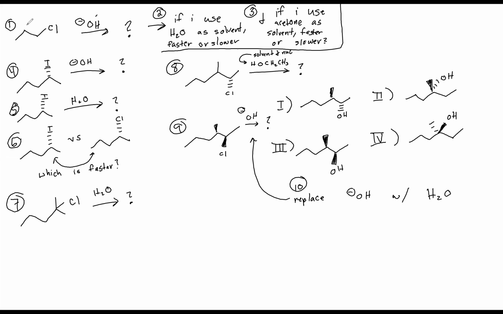So for example, 1 is just going to be tell me the product of this reaction. 2 is if we use a solvent with this very same reaction, assuming that it will stay Sn1 or Sn2, will this cause the reaction to go faster or slower? And then 3, again, same idea. So 4 and 5 are just figure it out if it's Sn1 or Sn2, and then write down the product. 6, which leaving group is better, which one will cause it to go faster. 7, just write the product.